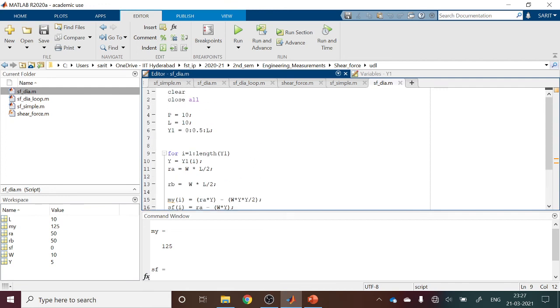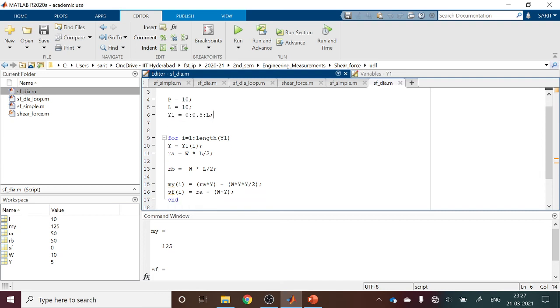So same thing I have written here, but here the section, as I mentioned, if you want to draw the diagrams, meaning shear force or bending moment diagrams, then we have to move our section from left to right. So using this, we have created multiple sections, and then we have run a for loop, same thing whatever we did last time also.